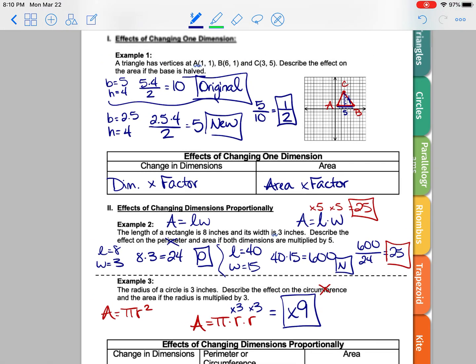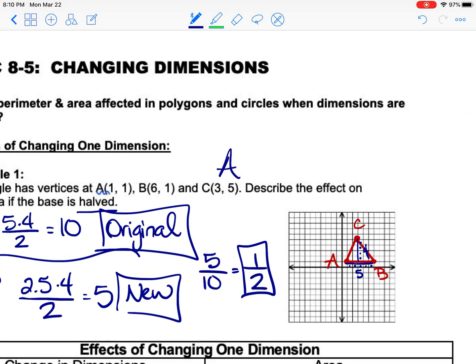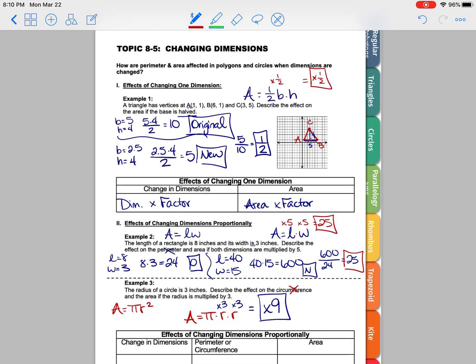So if I go back to this first one where we only change one dimension, and I go back to my formula here, area equals length times width. Base times height divided by 2. We're working with a triangle. And it said to cut the base in half, and I put my change above. Well, I'm only changing one thing, so that's why the answer stayed the same. With the other two down here, we were changing both dimensions, and so that's why it got bigger and changed.